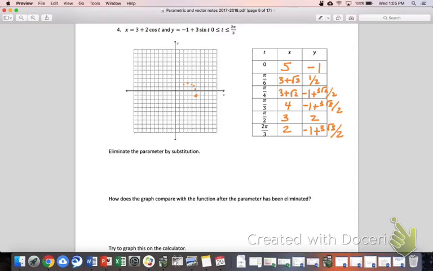I'll connect the dots here. Something like that. Is that working okay for you guys? Yeah? Maybe if you've looked at the calculator, you've seen what this could be. Does this remind you of any kind of familiar shape? What are you seeing?